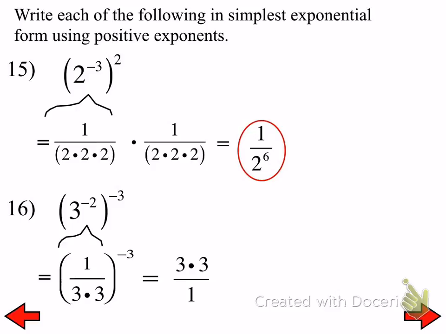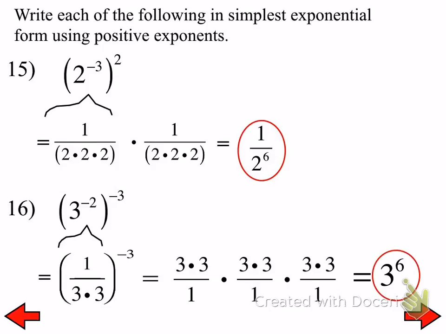Watch how I do this. Here's 1, 2, and 3. Anytime there's a negative exponent, you have to make it positive. So the way that you make it positive is by finding the reciprocal. So now I count 3's, and I have 6. So it's 3 to the 6th.